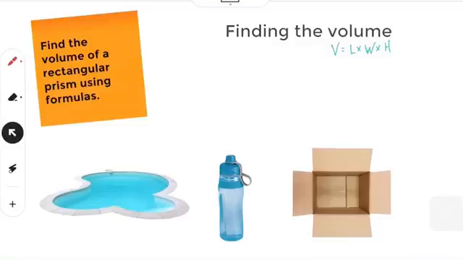Finding the volume of an object is an important mathematic concept. It can help determine things like how many gallons of water can fit in a pool, how much water we can put into that water bottle, and really how much can fit into that box. In this lesson, we're going to look at finding the volume of rectangular prisms using formulas.